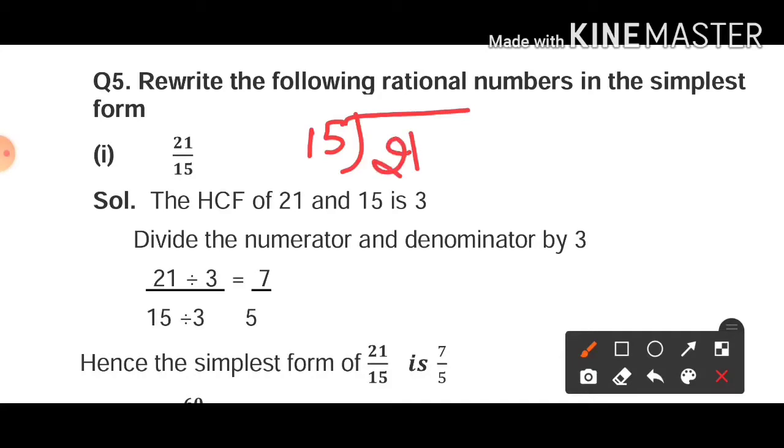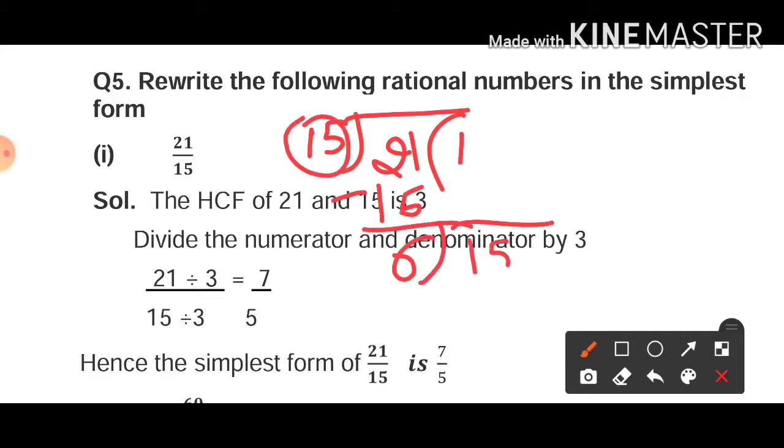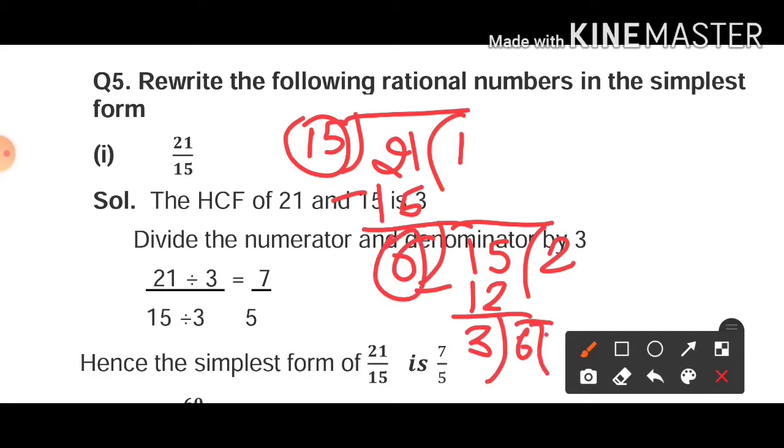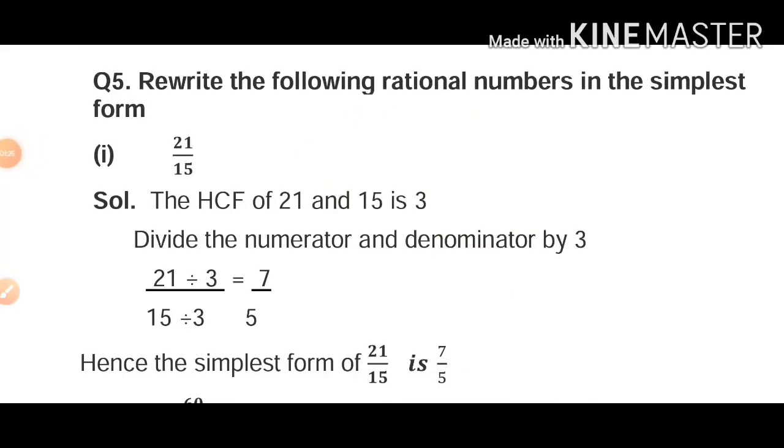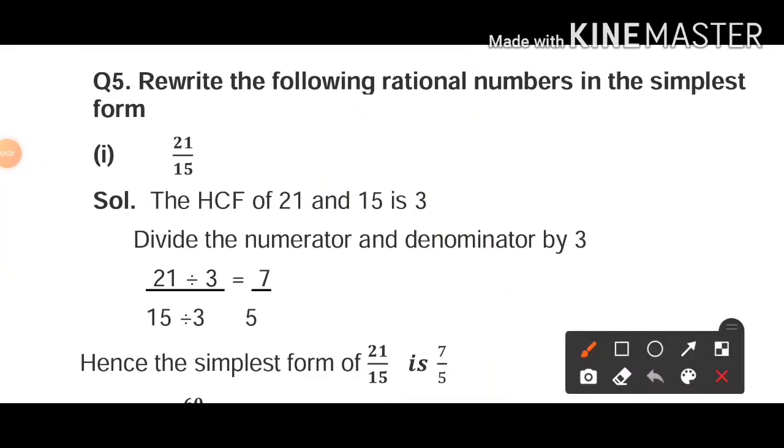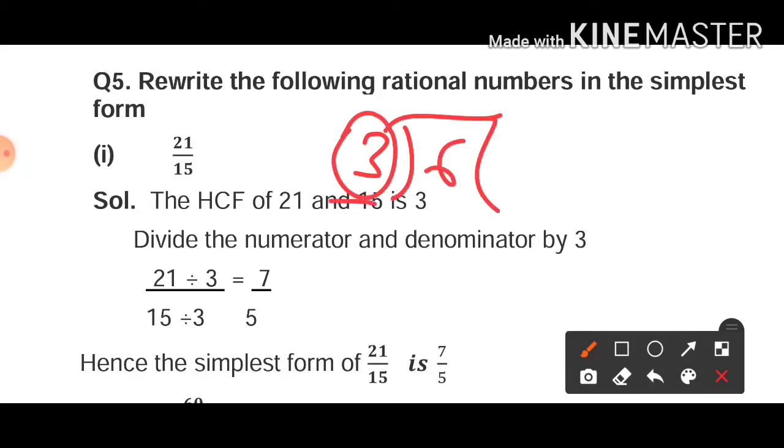Now divide the bigger number by the smaller number. 15 ones are 15, remainder is 6. Now divide 15 by 6. 6 twos are 12, and the remainder left is 3. Now we have to take 6 inside. 3 twos are 6. Now you can see 6 minus 6, the remainder is 0. It means the last divisor will be the HCF of 21 and 15.